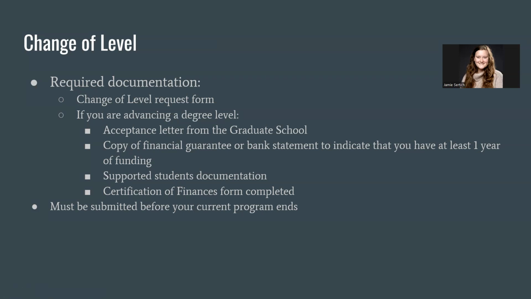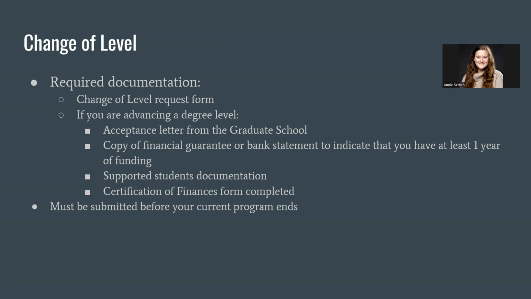If you are looking to apply for a change of level, there are a few different pieces of documentation that you will need to submit into our change of level Google form request. The first being the change of level request form, which will ask you what your current level is and what level you are changing to. If you are advancing a degree level, for example, if you are going from a bachelor's degree to a master's degree or a master's degree to a PhD level degree, you will need to include a copy of your acceptance letter from the graduate school, which indicates this new program.